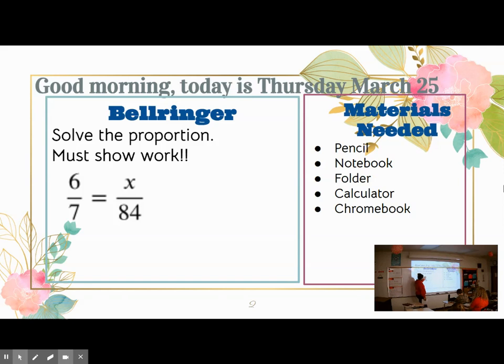Okay. I cross multiplied and I did 6 times 84 and you get 504, and then 7 times x is 7x, and then you take 7x divided by 7 and you get x, and then you do 504 divided by 7 and you get 72. Okay, thank you. So you got x equals 72 for your answer.